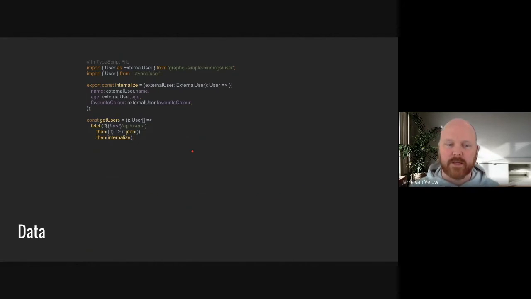So as an example, here you have your GraphQL simple bindings, your user, and then of course you can apply the same pattern. You can import this user as an external user, and then you can define an internalize function where you can indeed map your external user to an internal user. And then you can just fetch some API data and internalize it.